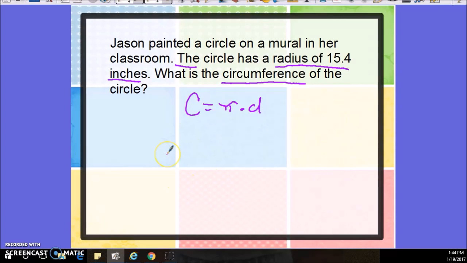What are we given? The radius, which is 15.4. How do we find the diameter? Multiply by 2, because the diameter is completely across the circle, where the radius is just halfway. So 15.4 times 2 is 30.8. We're going to multiply this by 3.14. When we do that, we get the circumference is what? 96.712.